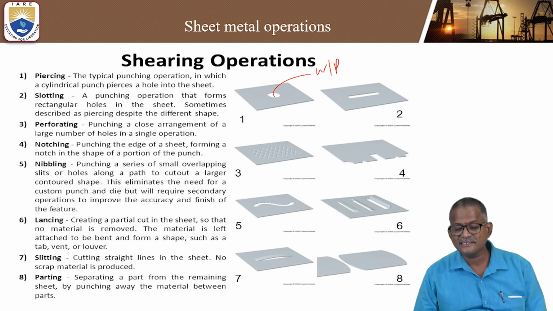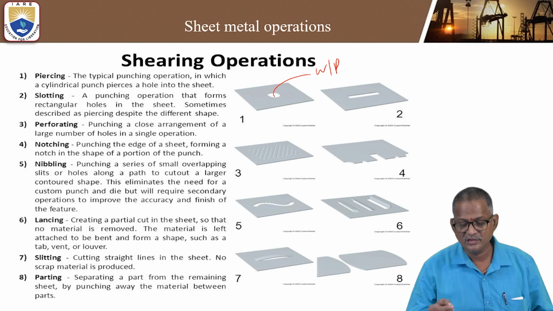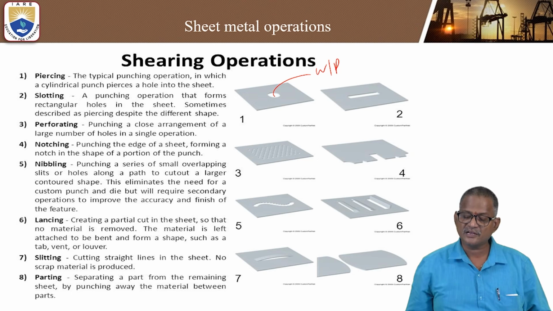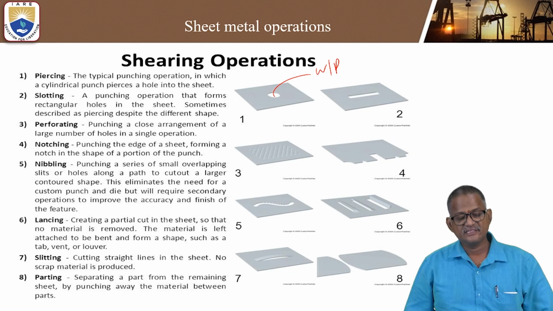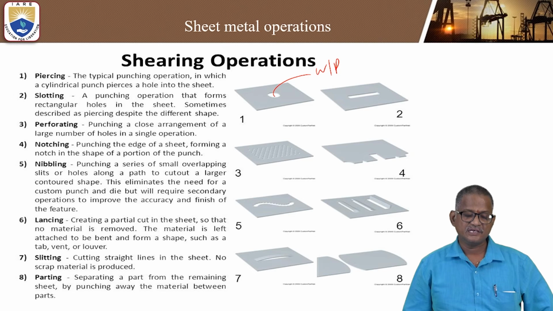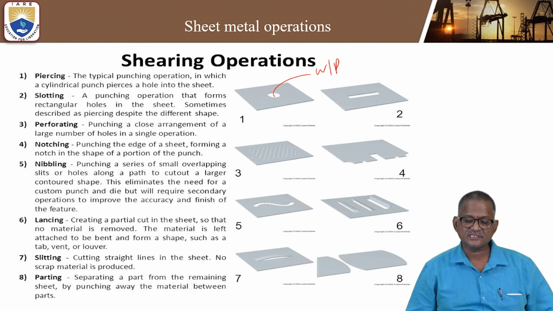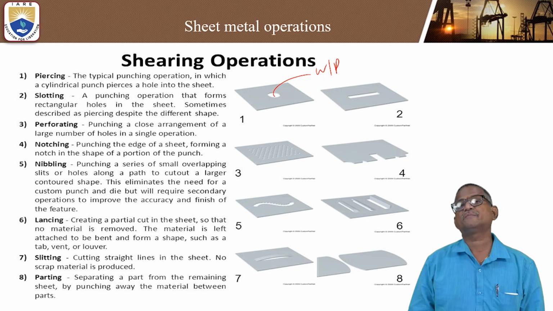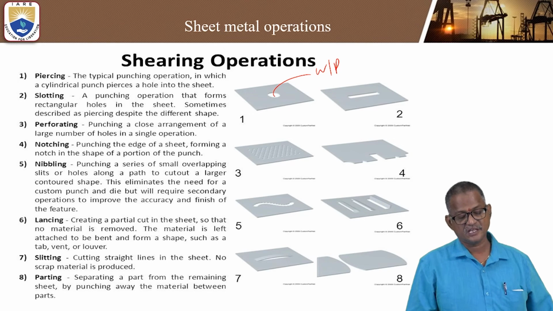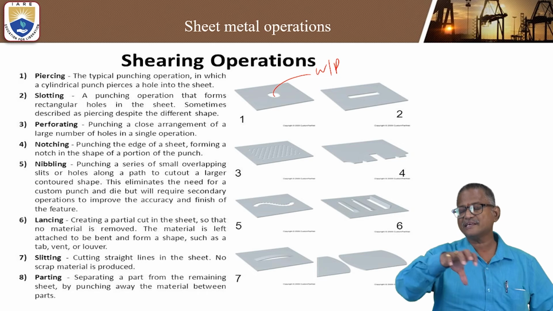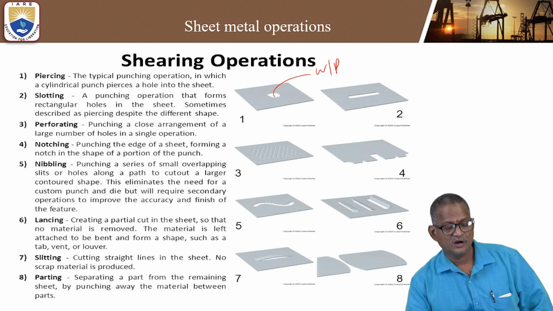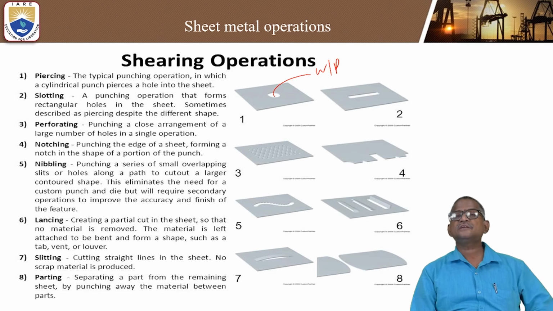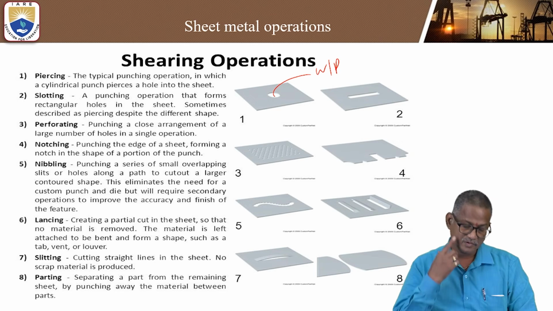And lancing is also very important. Some small cuts at the middle or end, and you can get this process effectively. Okay, that is called the lancing operation. Slitting means cutting straight lines in the sheet, and no scrap material is formed in the slitting process. And parting means cutting off the workpiece, and you need to understand clearly how we perform the parting operation in the lathe machine and even in the metal forming process.